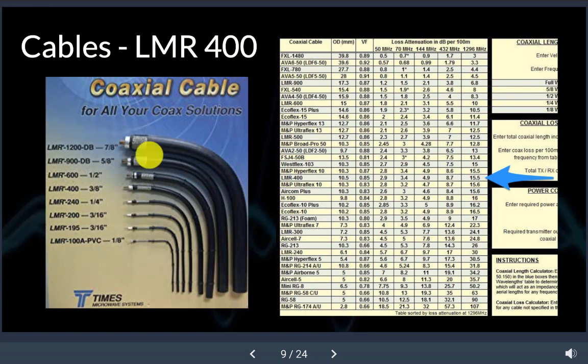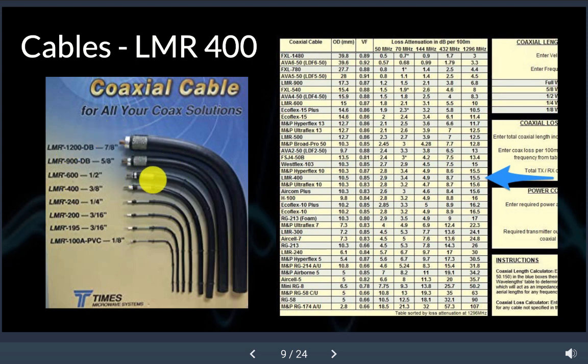Even in the LMR series, we have different types of cables. We've got the 100 alpha, the 195, and the 200, 240. These are thinner, smaller cables. They may even work at these frequency ranges for very short runs inside of the facility, but for your 100-foot runs going outside, you're really going to want LMR 400 or above.